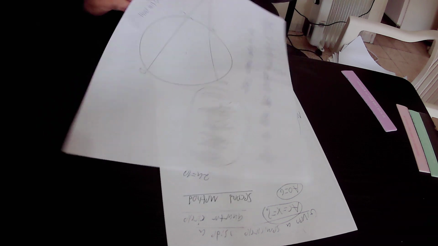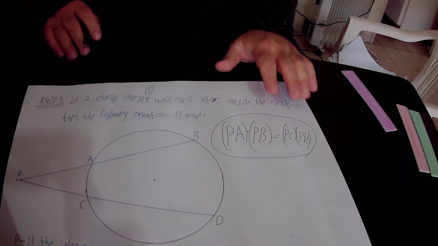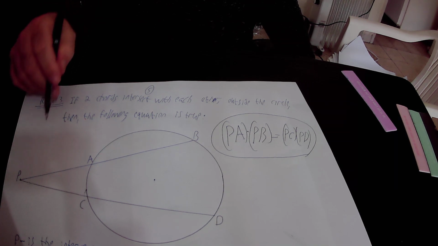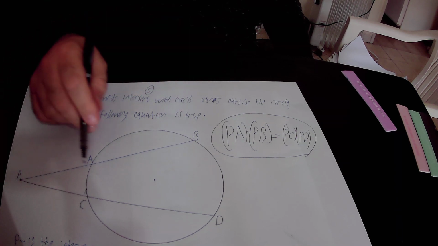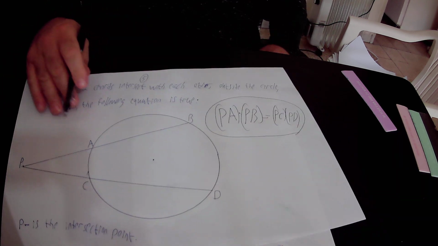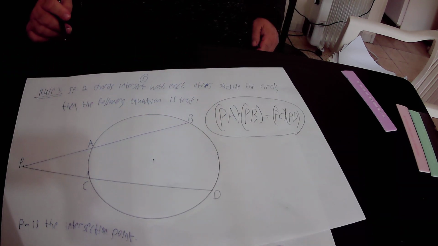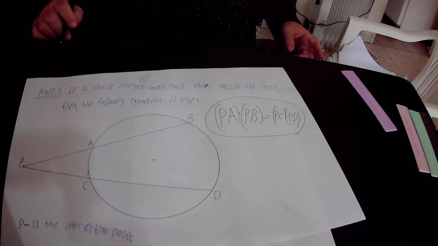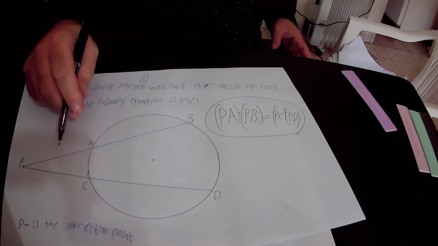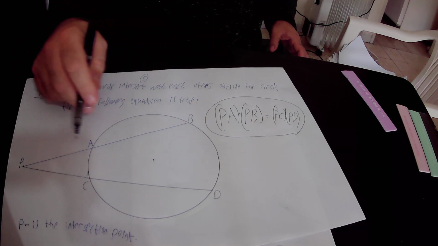So let me repeat rule number 3 again. According to rule number 3, if two chords intersect with each other outside the circle, then the following equation is true: PA times PB equals PC times PD. Whenever you have two chords that intersect with each other outside the circle, this equation is true, PA times PB equals PC times PD.